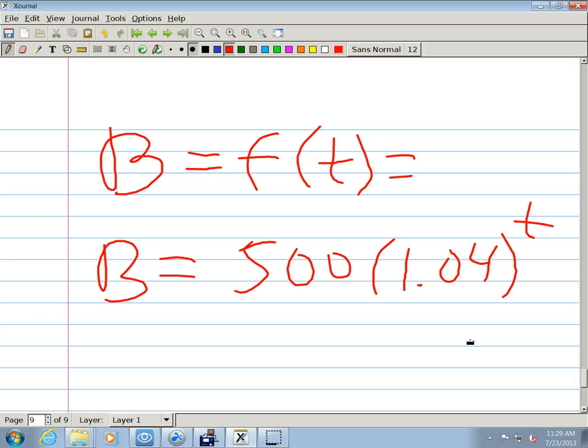Yeah. The balance in your bank account. And t is the time in years. This is simple interest, getting 4% interest every year, right? The 1 plus r thing. Okay. What if I wanted to invert that?